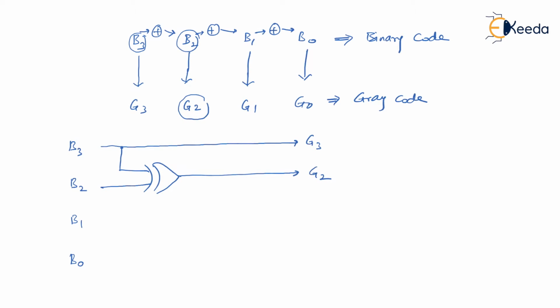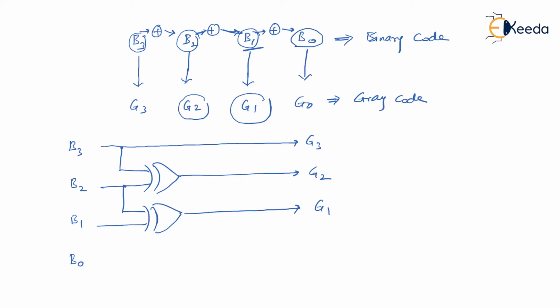G2. Now observe carefully. How do you get G1? By XORing B2 with B1. So XOR B2 with B1, again use an XOR gate, and the output of this XOR gate, treat that bit as G1. And at the end, as you can see, B1 is XORed with B0. So take B1, XOR with B0, and the result is G0.